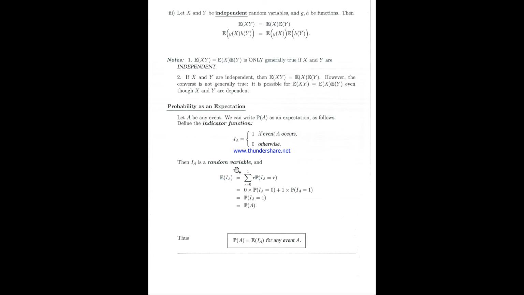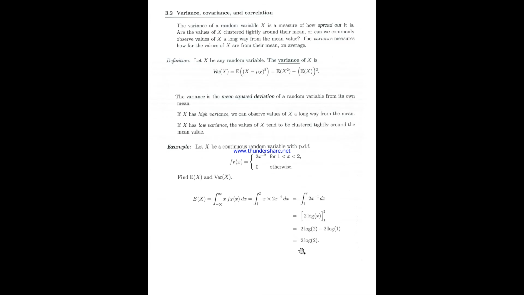So the expected value of I_A, the expected value of this indicator variable, is equal to the probability of event A. This is true for any event. So when you are doing calculations, you can use this result with any event.